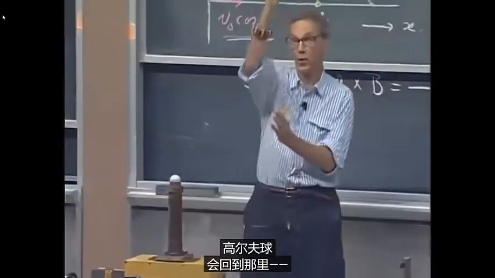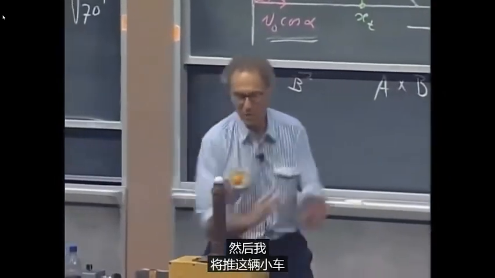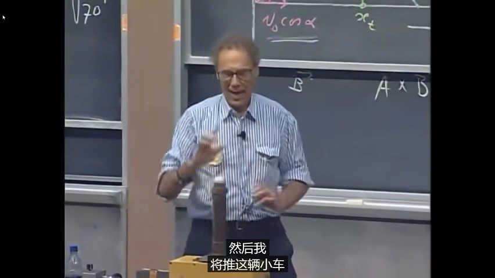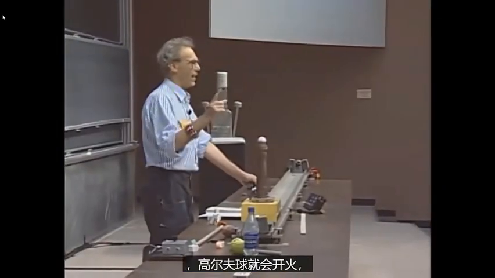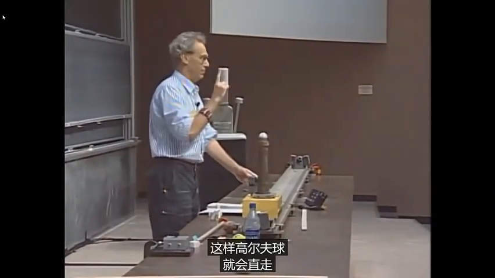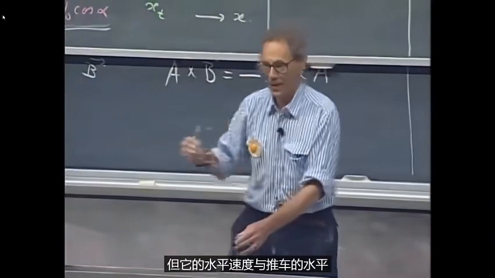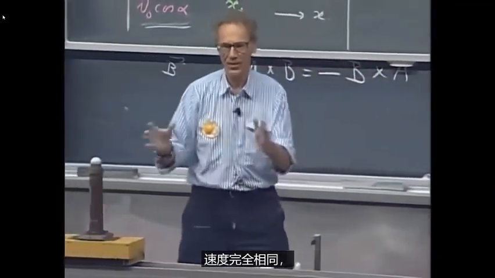Once we have achieved that the golf ball will come back there, then I'm going to give this car a push. And the moment that it passes through this switch, the golf ball will fire. So the golf ball will go straight up, as seen from the car. But it has a horizontal velocity, which is exactly the same horizontal velocity as the car.